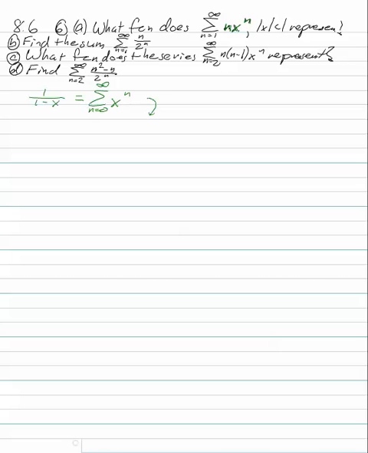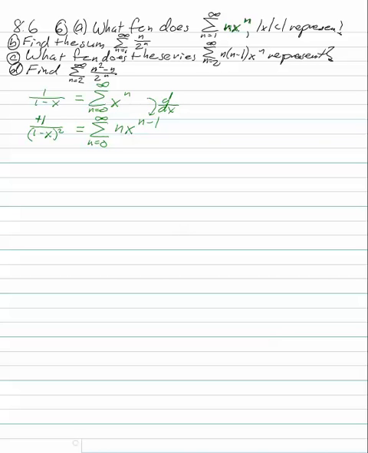So here I'm going to take the derivative of both sides of the equation. When I take the derivative of the left side, I'll get 1 over (1 minus x) squared. I get a negative 1 from its power, and from the chain rule I get another negative 1, so that becomes a positive 1. On the right side, when I take the derivative, that's the series from n equals 0 to infinity of n x to the n minus 1.